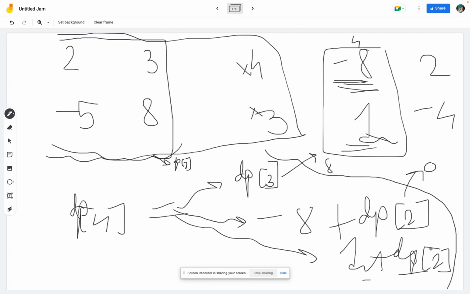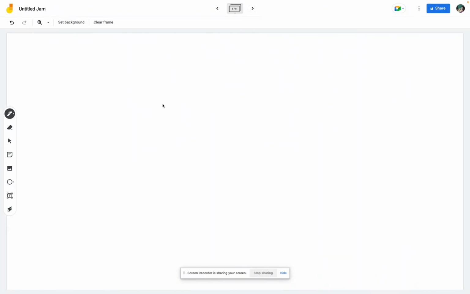8 plus 1, which will be 9. So we have three choices: 8, 0 or 9. Maximum, which is the biggest number? 9. So dp of 4 will be what? 9, guys.